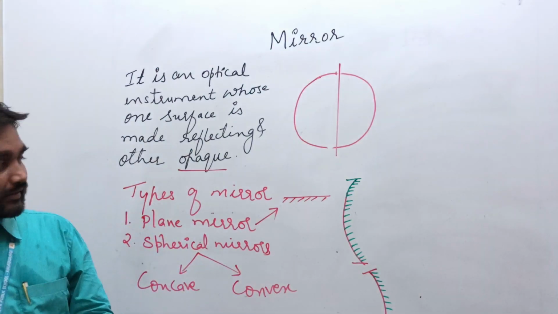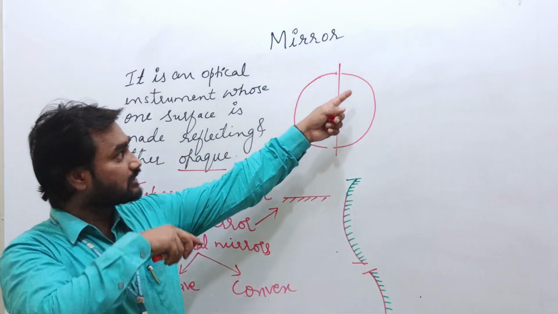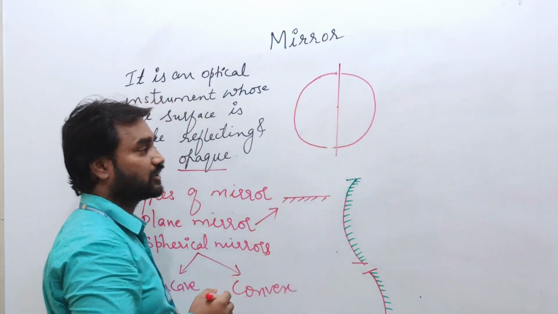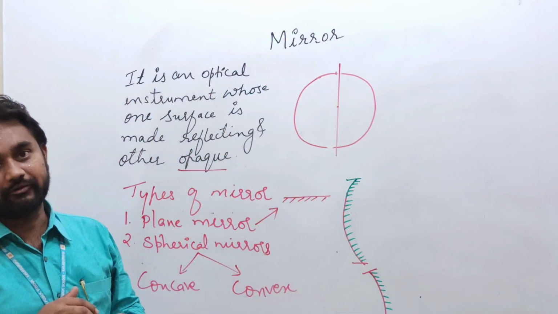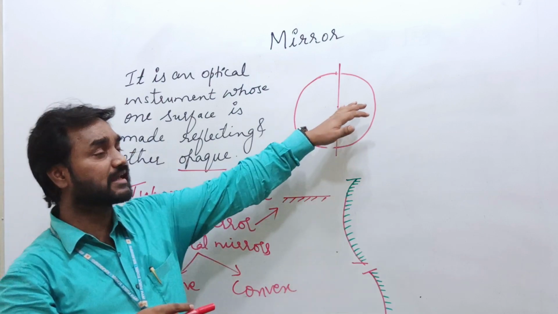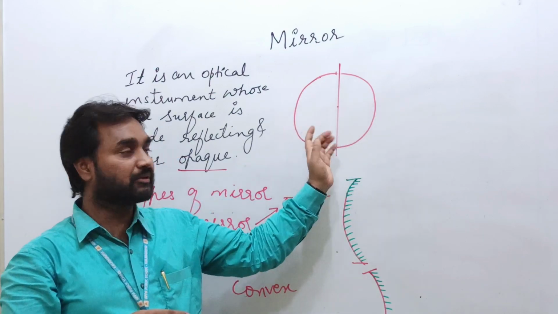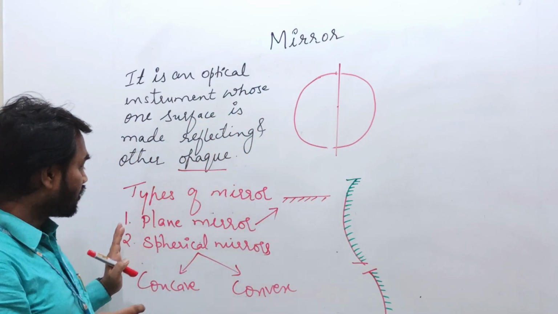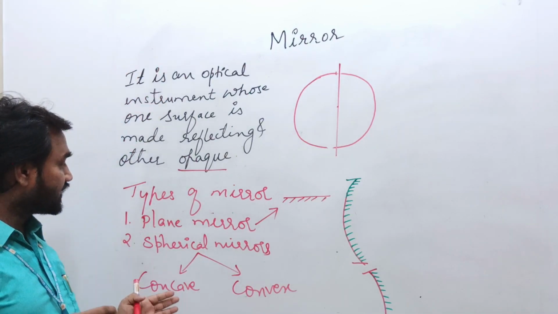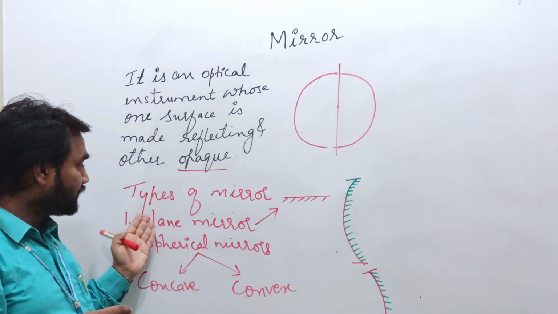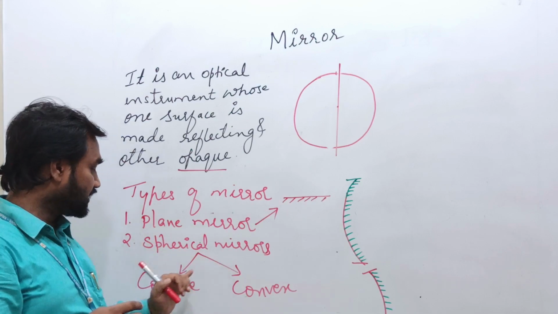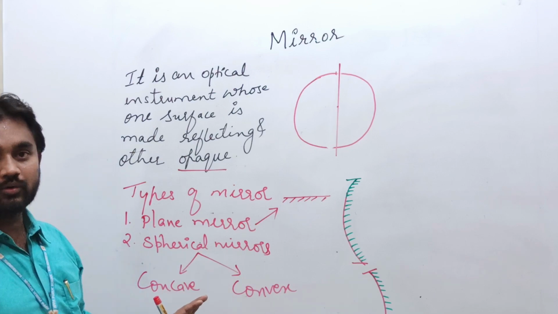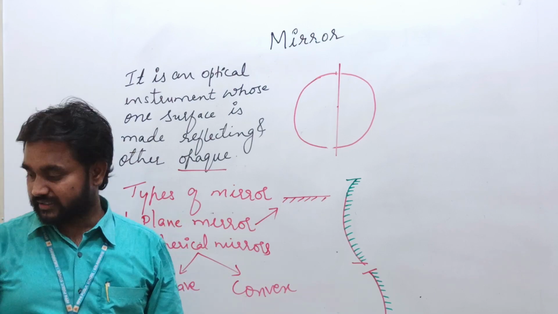Now, as I said, these are the parts of a spherical mirror. The center of this sphere is called the center of curvature, the center of the circle. Similarly, the center of the spherical mirror is called the center of curvature. Is that clear? So what is a mirror? What is a spherical mirror? What are the types of mirrors? The plane mirrors and the two types of spherical mirrors, concave mirror and convex mirror, is understood. Now moving on to the next topic.